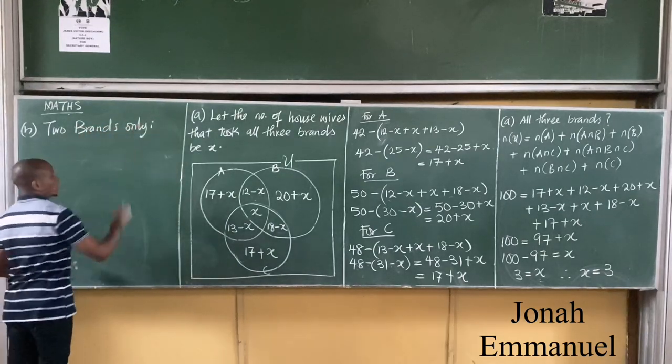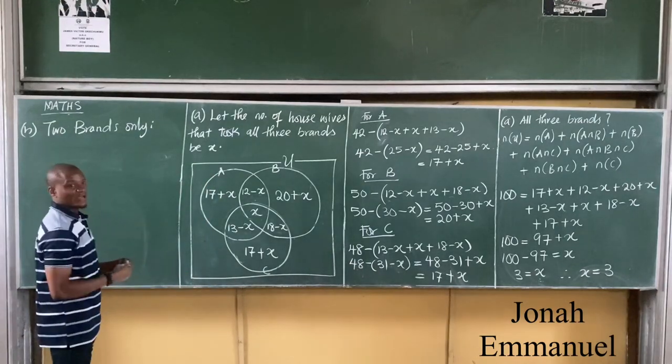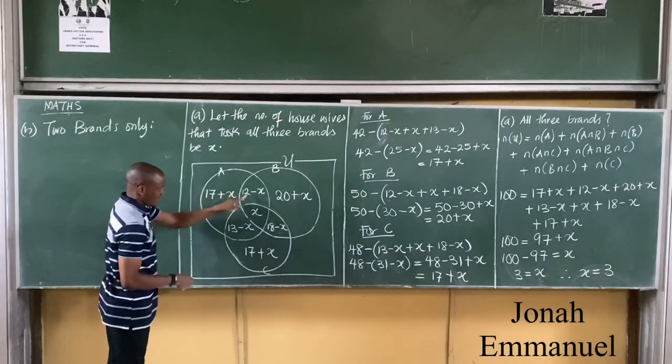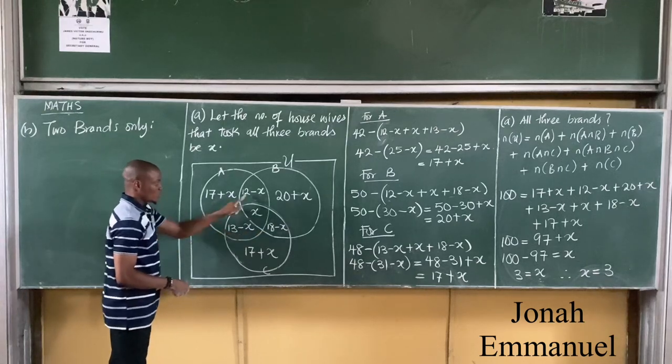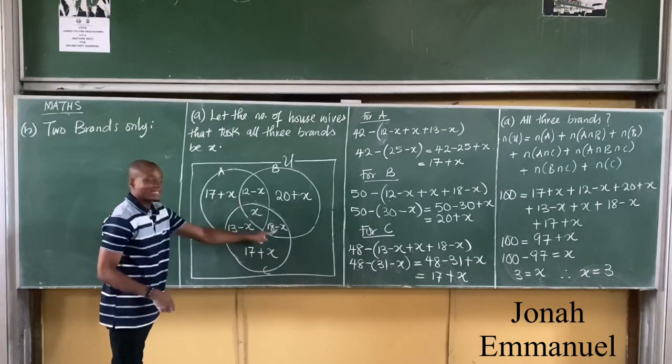Okay, part B says two brands only. Look at this part, please. Where do you have two brands? Here and here. Here is A and B, here is A and C, here is B and C. So these are your two brands only.